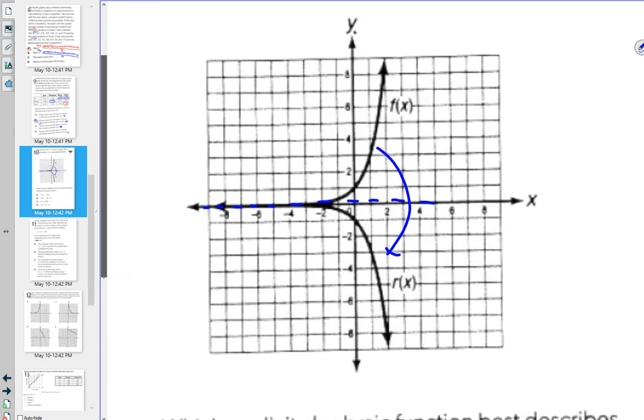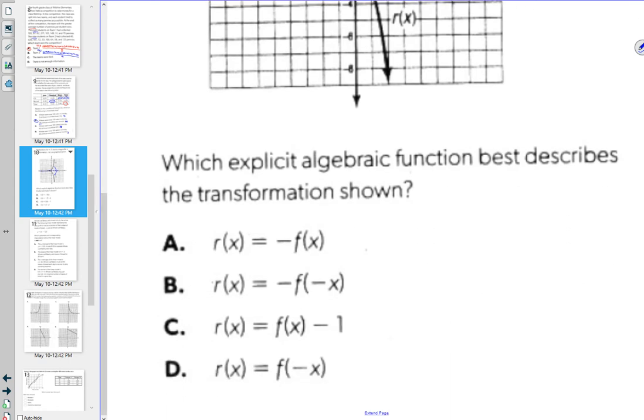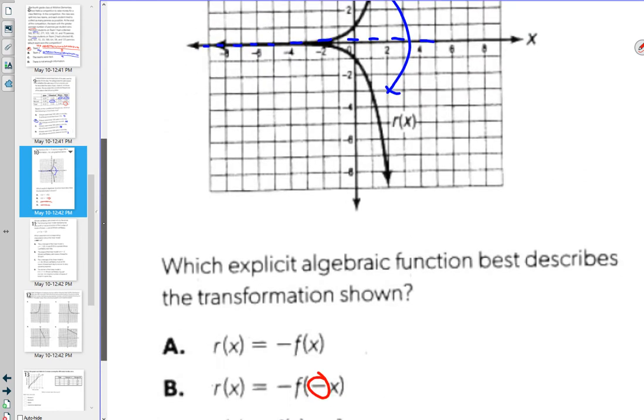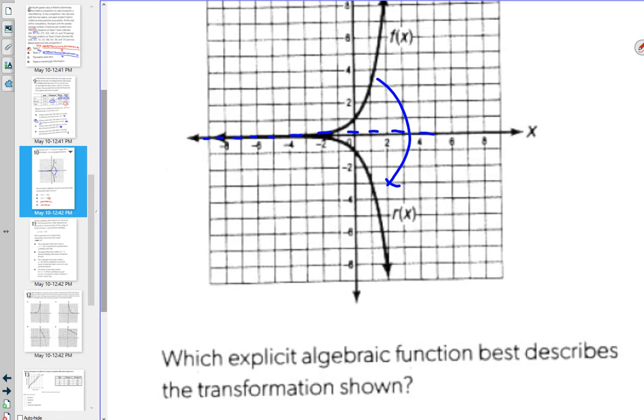I guess theoretically there could be a stretch, but the only ones here that have a flip are these two, A and B. Now the difference is B has a negative on the inside too. That's the one we haven't gone over, but when the x is negative, it flips it over the y-axis.